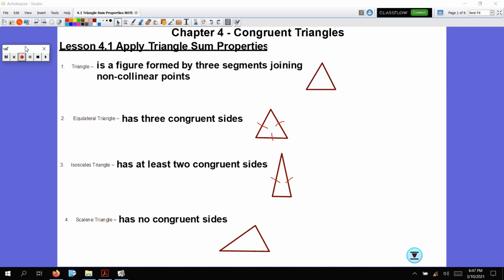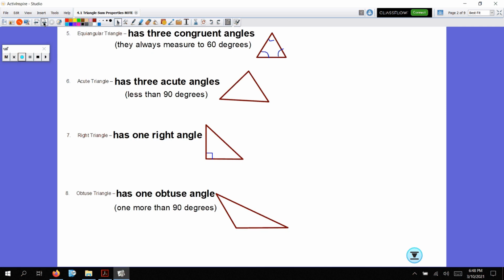Everyone knows a triangle is a three-sided figure. Equilateral triangles have three congruent sides. You use those hash mark notations. And then an isosceles triangle has at least two congruent sides. Scalene, no congruent sides. This is all nothing new here, okay? Equiangular, here's a little something that might be new. It has three congruent angles and they always measure 60 degrees each.